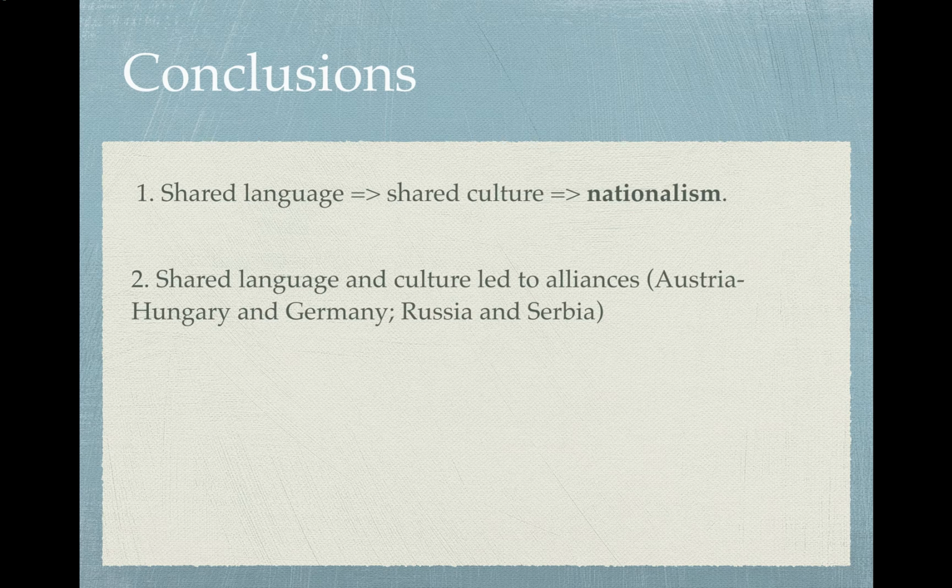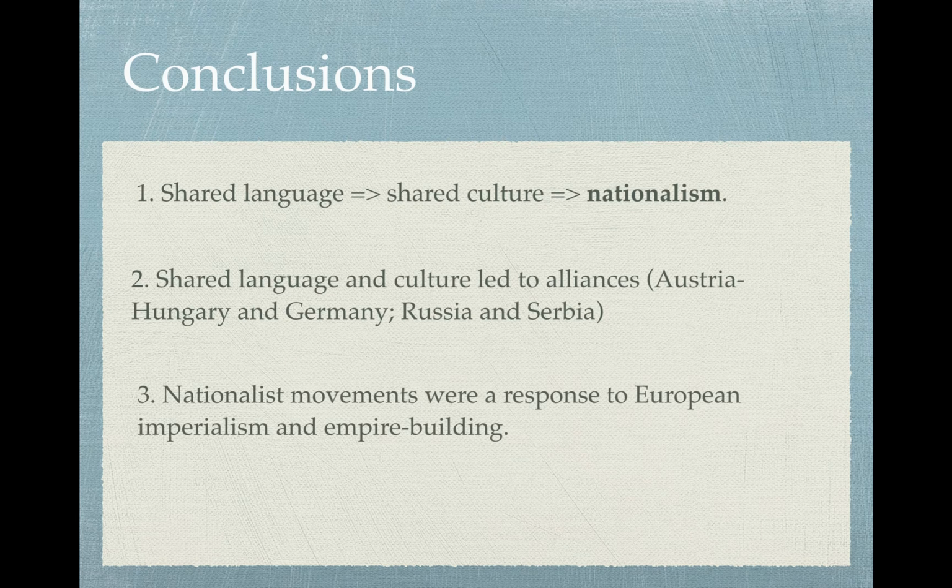Another thing to keep in mind is that shared language and culture led to alliances. So Austria-Hungary and Germany had an alliance because of this. Russia and Serbia had an alliance because of this. And another thing to keep in mind is nationalist movements were a response to these European empires. So the Austro-Hungarian Empire, the Ottoman Empire, nation states wanted to break away from these.